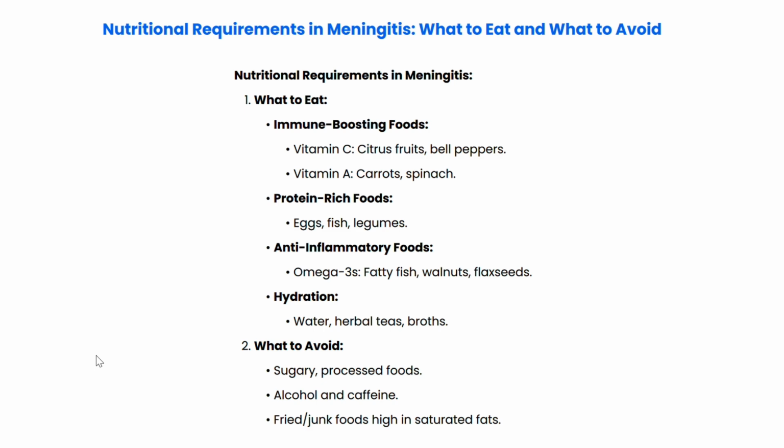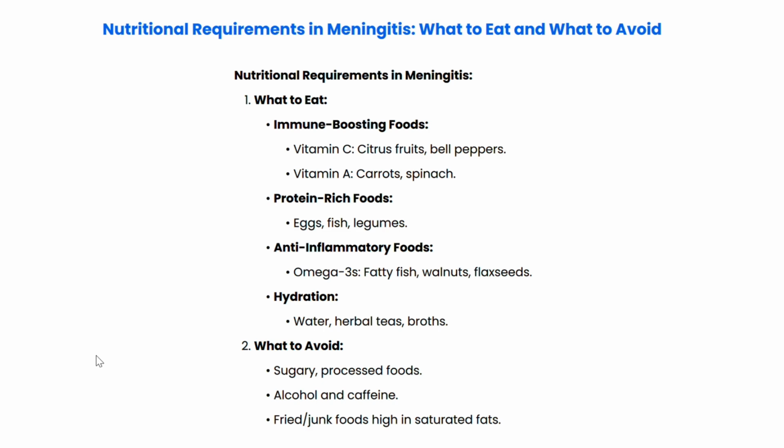Next, include protein-rich foods like eggs, fish, and legumes. Protein is crucial for healing and rebuilding tissues damaged during the inflammation. Omega-3 fatty acids found in fatty fish like salmon and in walnuts and flax seeds can help reduce inflammation.